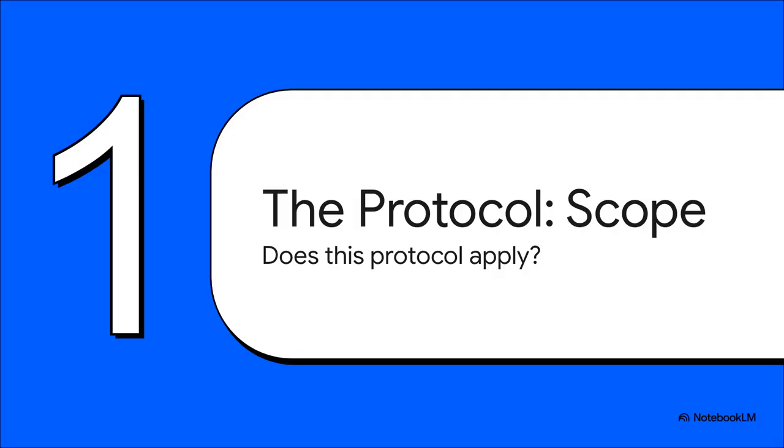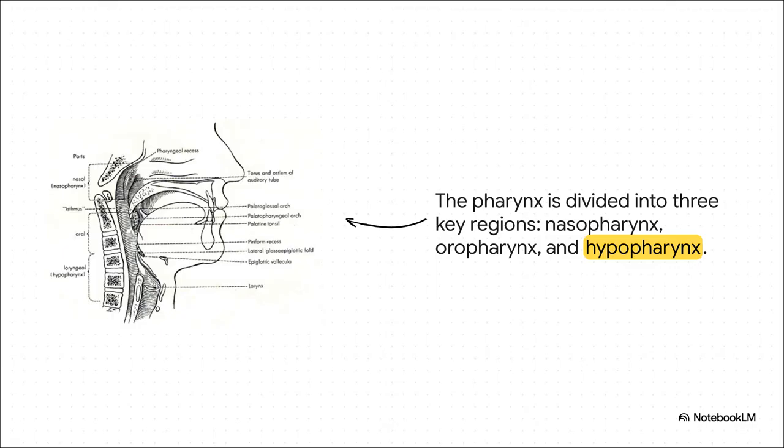Okay, first things first, the protocol scope. Seriously, before you do anything else, you have to answer this one simple question. Does this checklist even apply to the specimen in front of you? Getting this right from the get-go is absolutely critical. So to start, let's get our bearings with a quick anatomy refresh.